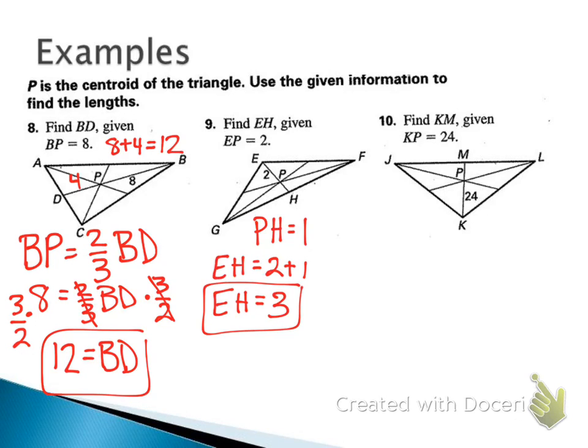If you were to go about it the theorem way, that would be fine. You would just have that 2 equals 2/3 times EH, multiply both sides by 3/2, and you would end up with the same answer of 3.